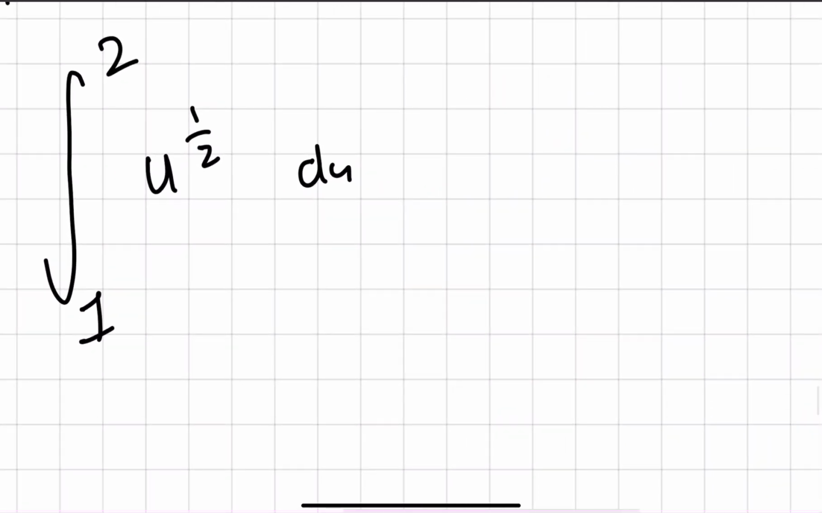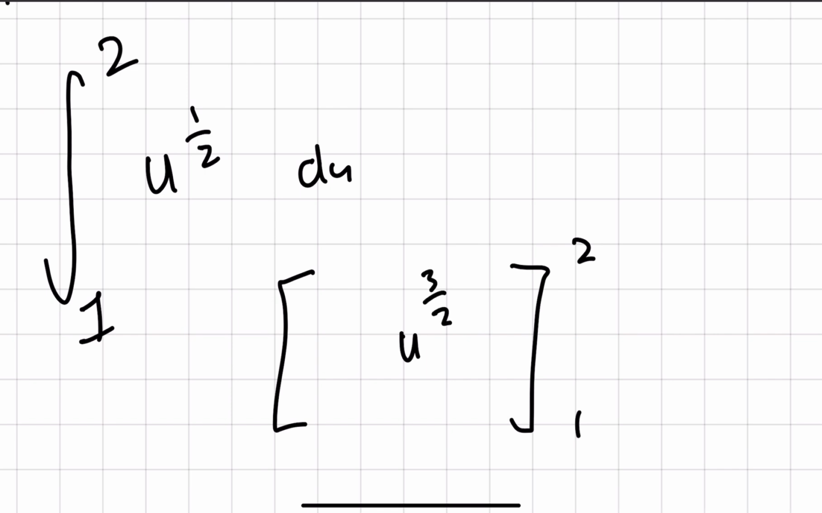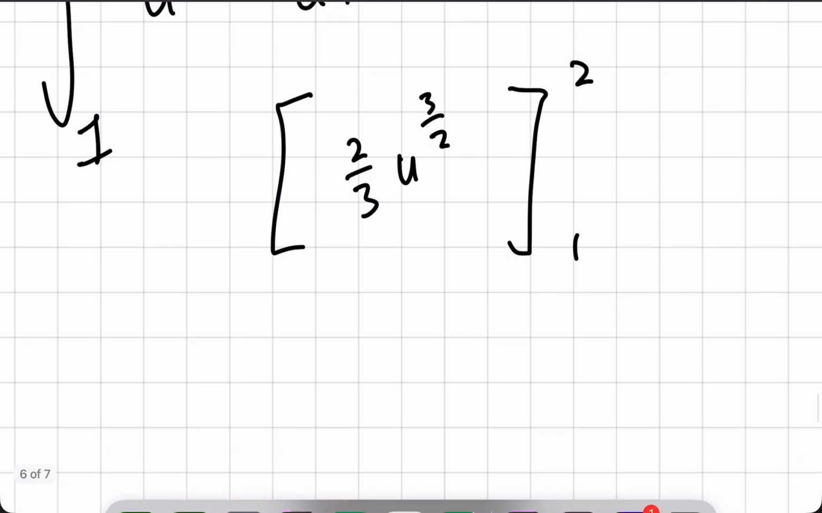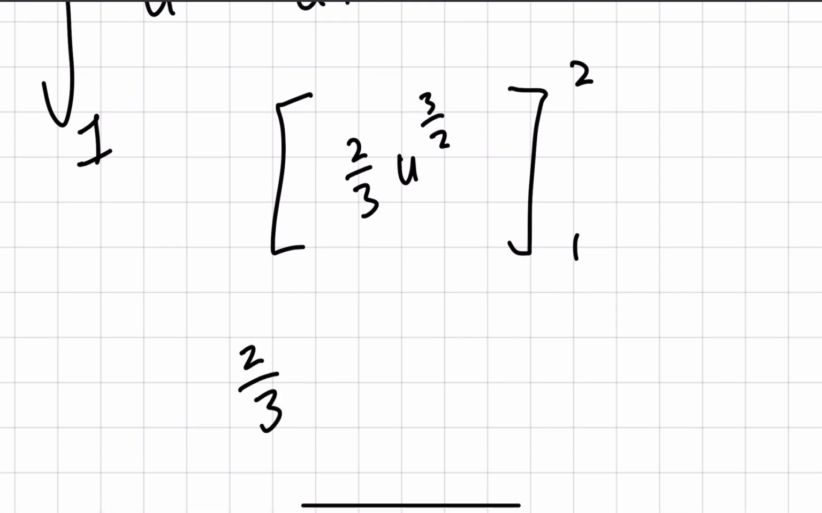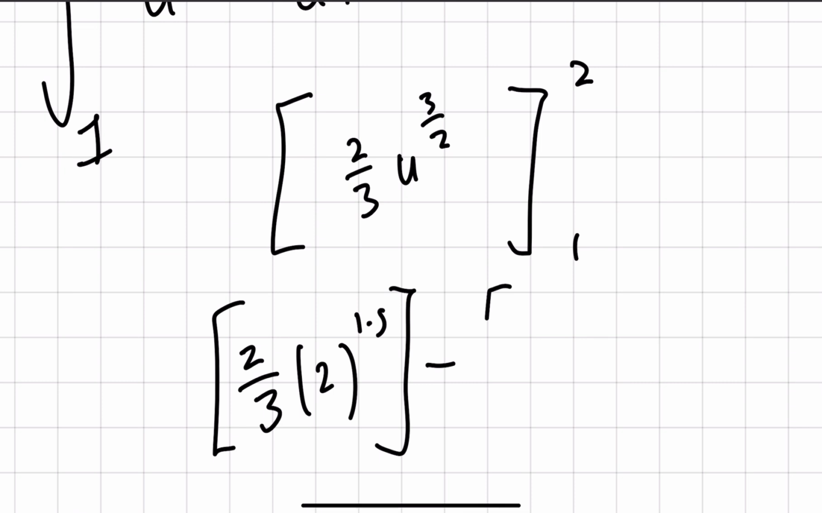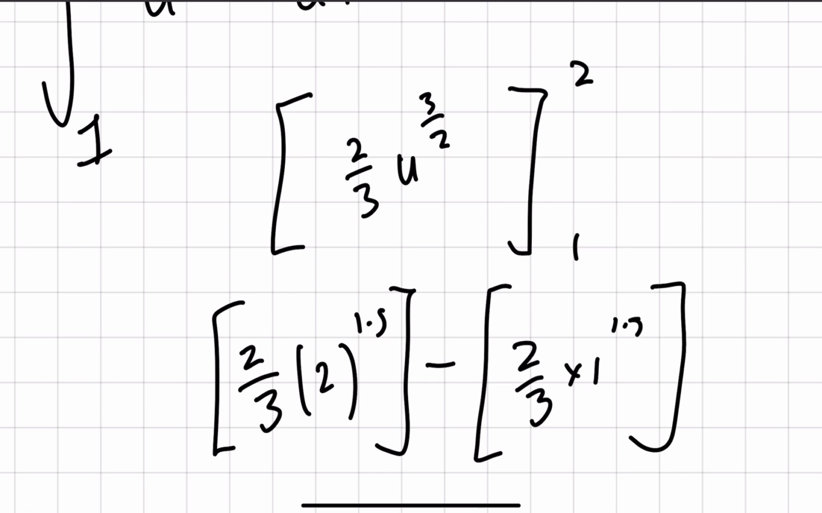And this becomes a very easy question. 2 and 1, and we're going to do u to the half plus 1 is 3 over 2, divided by 3 over 2, which is 2/3. So we're going to get 2/3. And we're going to do upper limit of 2 to the 1.5, take away the lower limit of 2/3 times, well, 1, isn't it? 1 to the power 1.5.